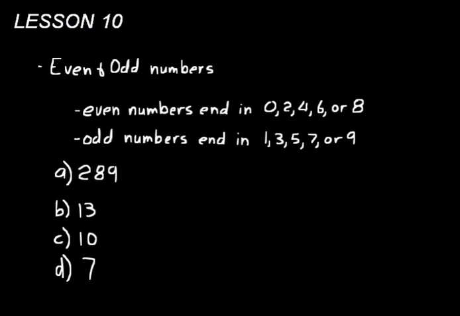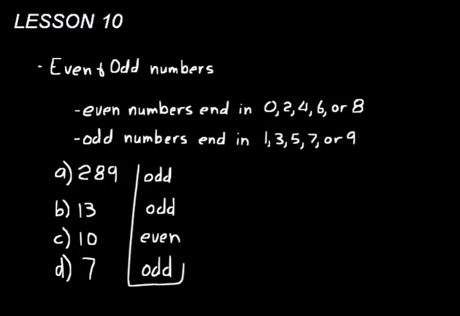Okay, so A, that ends in 9, so that's an odd number. B, 13, that ends in a 3, that's an odd number. C, 10, that ends in 0, so that's an even number. And then D, it's just one digit, and that's an odd digit, and so it's therefore an odd number.